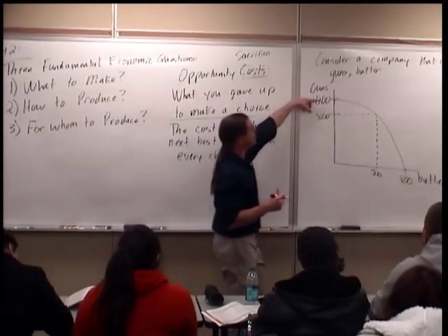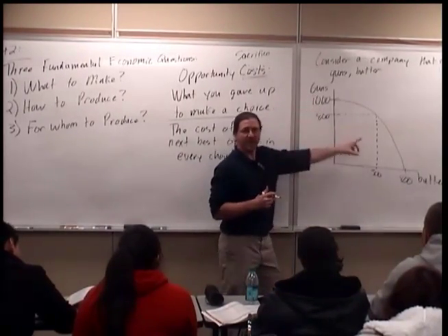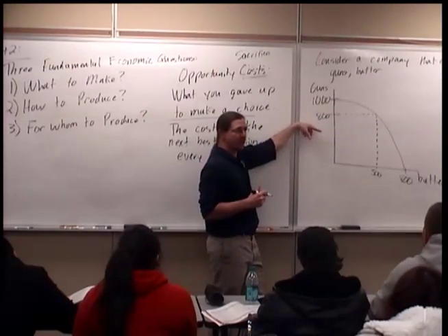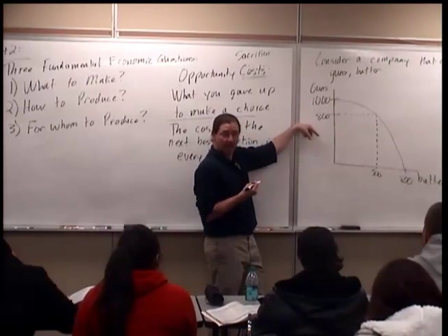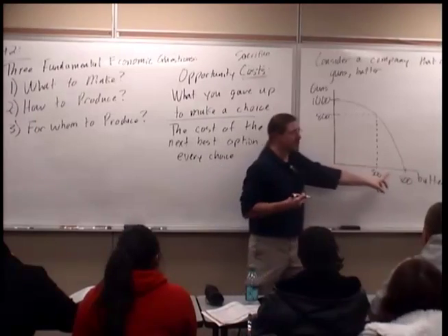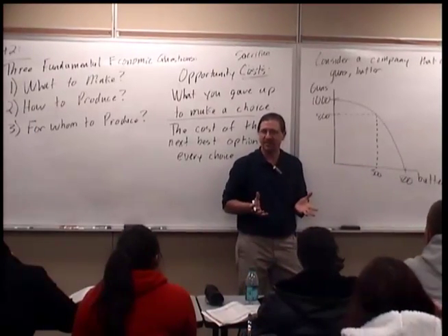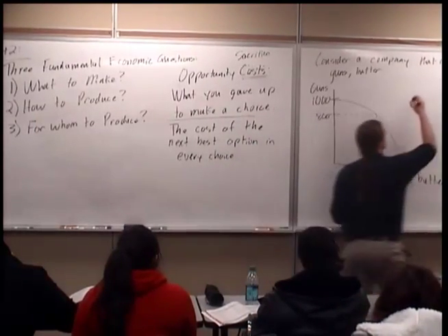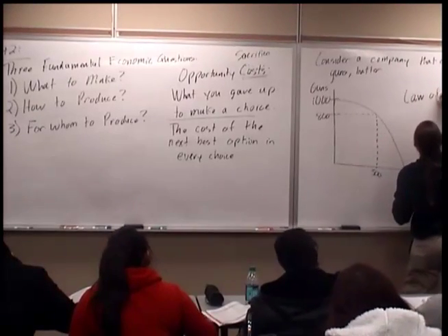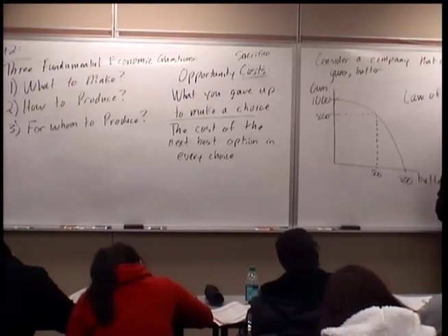So as you make more people produce butter instead of guns, eventually you're going to start taking people who like guns away and send them to the butter side, and they're not going to be as effective, right? This is what's known as the law of increasing opportunity cost.